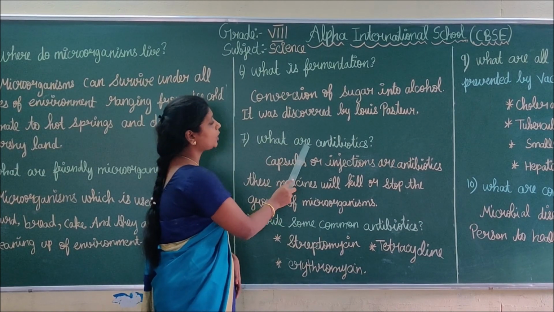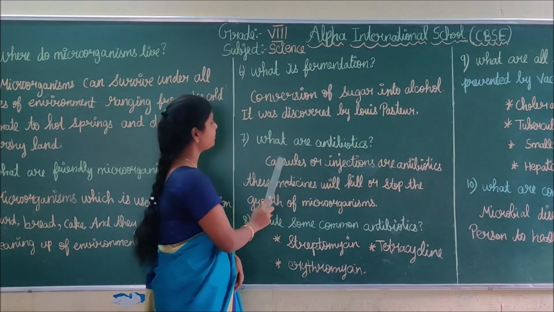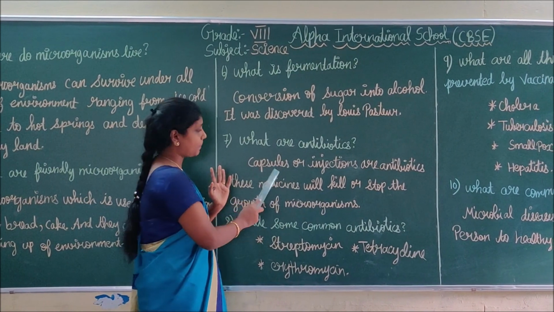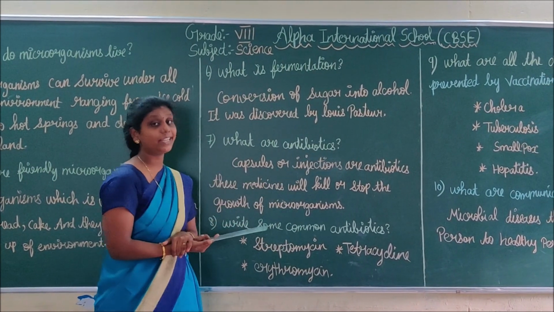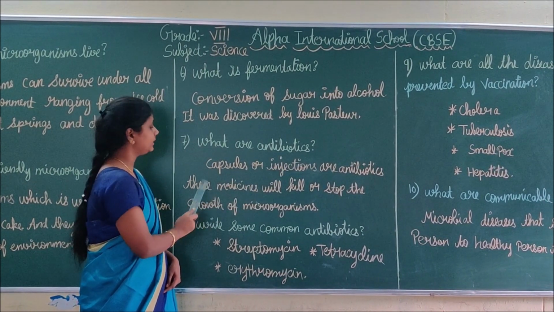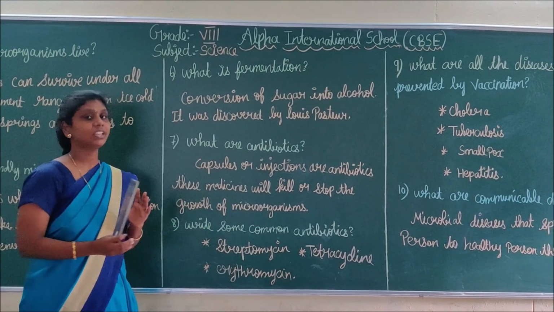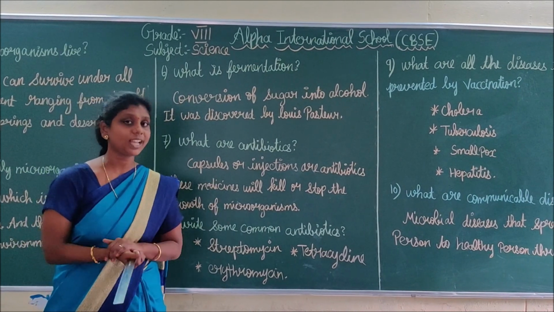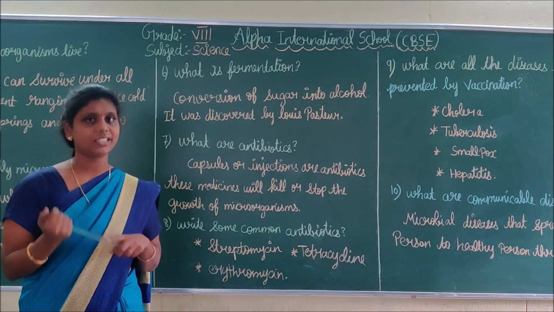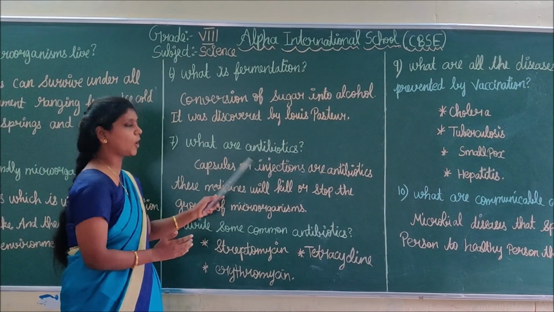Okay, next, what are antibiotics? Capsules or injections are antibiotics. We call capsules or an injection antibiotics. These medicines will kill or stop the growth of microorganisms. If we use this antibiotic, what happens? Yes, it will stop or kill the growth of microorganisms. For that purpose, we use these antibiotics, called capsules or injections.